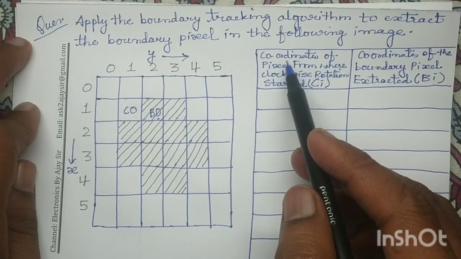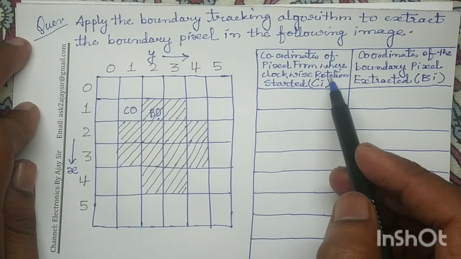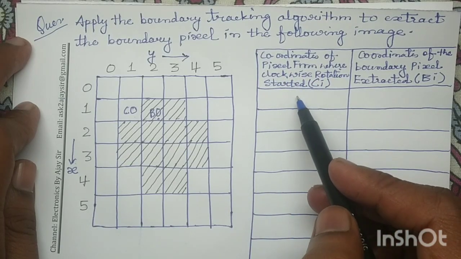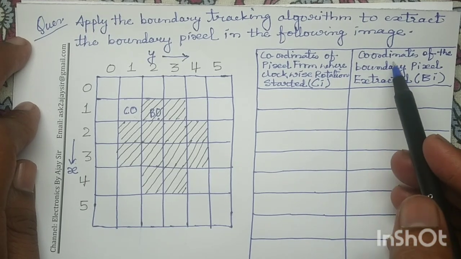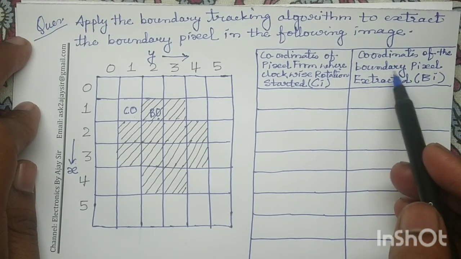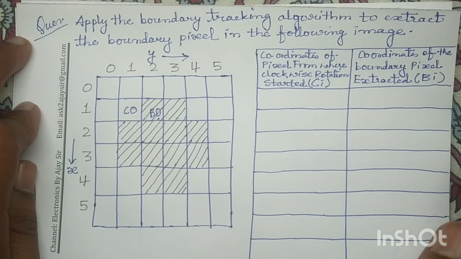So on this side we will write the coordinate of the pixel from which the clockwise rotation started, that is, we have to write the coordinate for the background pixel, and here we have to write the coordinate of the boundary pixel extracted, that is B0, B1, B2, B3 and so on.